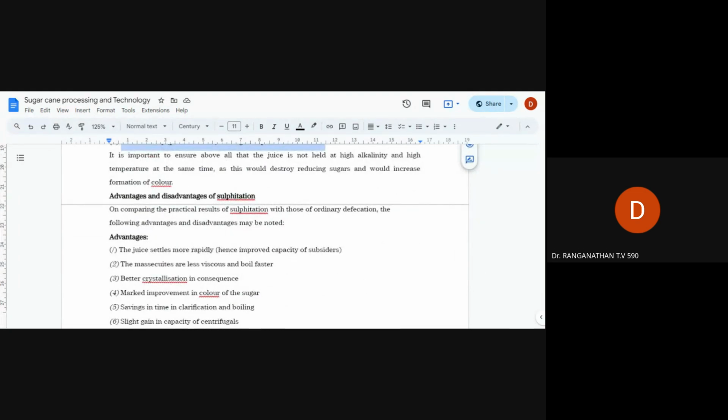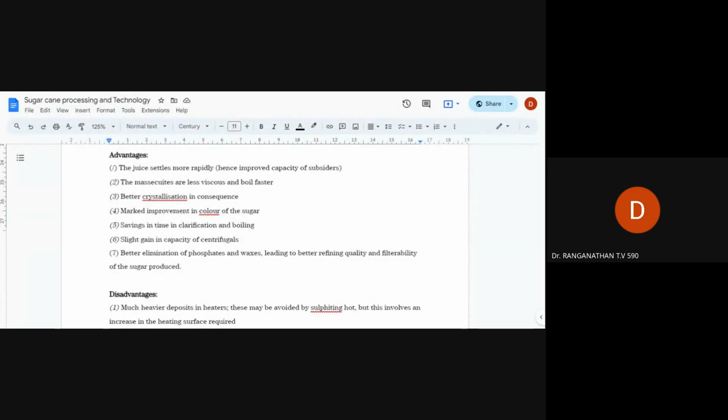Okay, so what are the advantages of sulfitation? Juice settles more rapidly because of this, with first sulfitation followed by alkali. Massecuites are less viscous and boil faster. Massecuite is what you get after the removal of proteins and other things. First you have the cane juice, then after removal of all the suspended particles, you have what is called a massecuite. It is a concentrated mass.